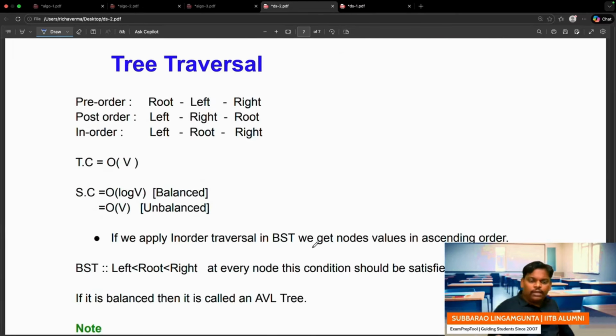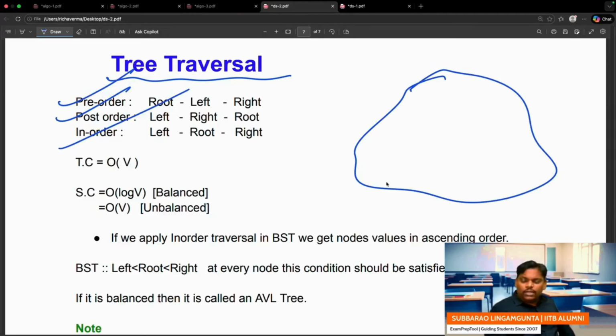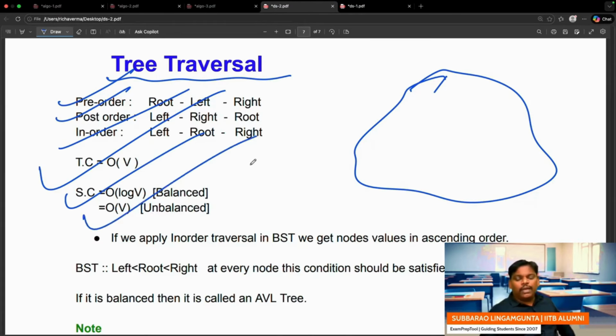Everyone be careful, tree traversal. You know the pre-order and post-order definitions I have written. When you say tree traversal, you are traversing the total tree, one-time scanning, so the time complexity is O(V). What about the space complexity? If you use a recursive program, tree height matters: log V for a balanced tree, order of V for an unbalanced tree.